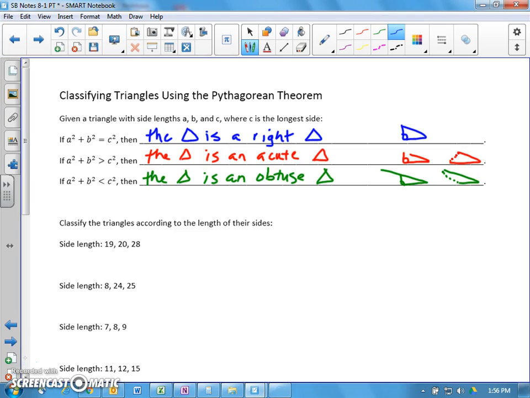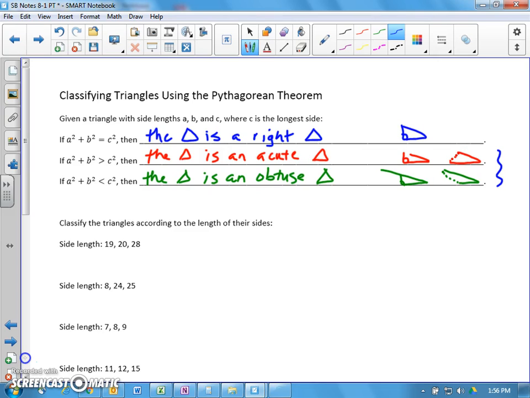When I'm doing these, I like to focus on c squared. It helps me remember which of these two cases we're in. I think of c squared as determining what happens. If c squared is too small, it's acute, like a small angle. If c squared is too big, it's like a big angle, and it would be obtuse.